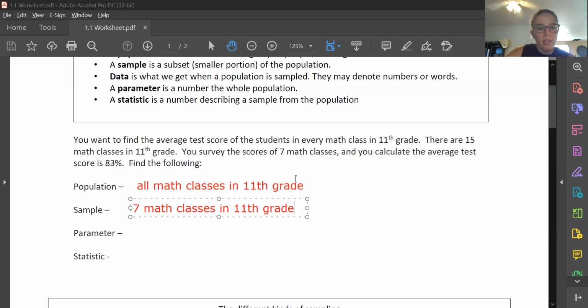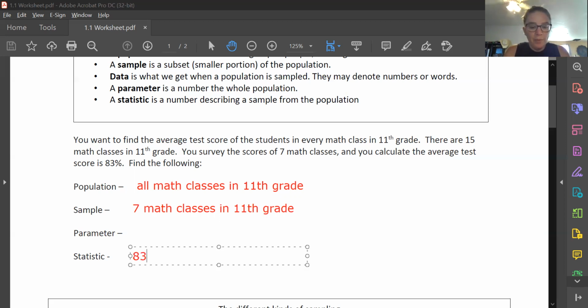Okay, now on to parameter and statistic. Parameter is the number describing the population, and statistic is the number describing the sample. We only have one more number left, and that's 83%. So one of these doesn't have an answer. So it says you survey the scores of the 7 math classes, and you calculate the average test score is 83%. Okay, so we calculated that based off of the 7 classes we were looking at. So since the number 83 is based off of the sample, then it will be our statistic. So the statistic is 83%.